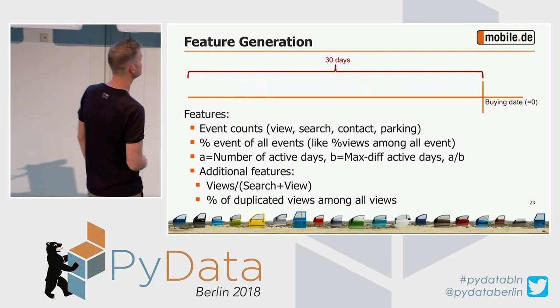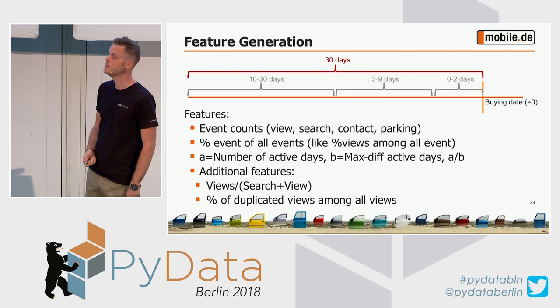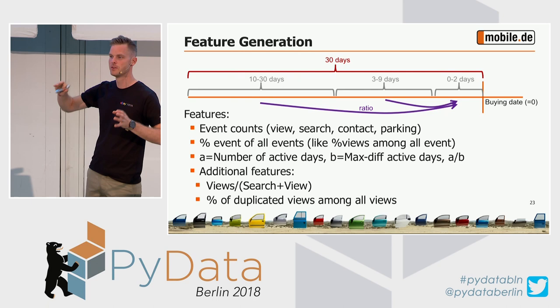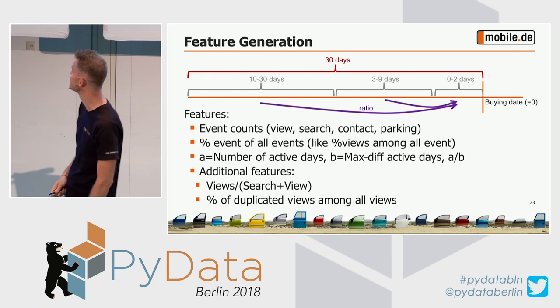We didn't just do this over the 30 days, but we actually also defined windows. So in this example, it's like, okay, the last 3 days of your interaction, the week before, and the 20 days before. And then we computed ratios between those, because this is what's changed, right? So you already see that's quite a number of parameters in that model.